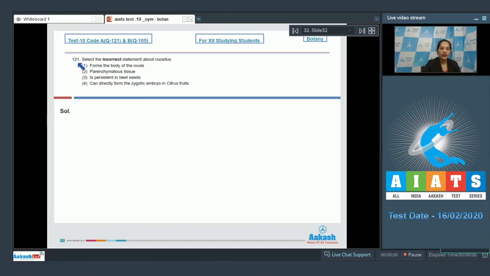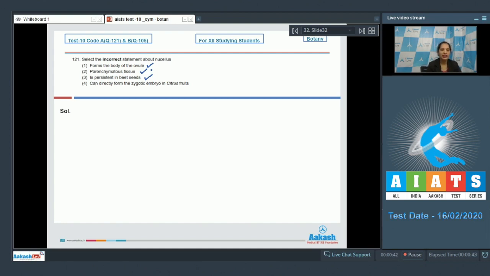Question number 121. Select the incorrect statement about nucellus. First option, forms the body of the ovule. It is true that the nucellus is parenchymatous tissue and it forms the body of the ovule. So option number 1 and 2 are correct for the nucellus. Third one, persistent in the beet seeds. Yes, the persistent nucellus is called the perisperm and it is seen in the beet seeds.